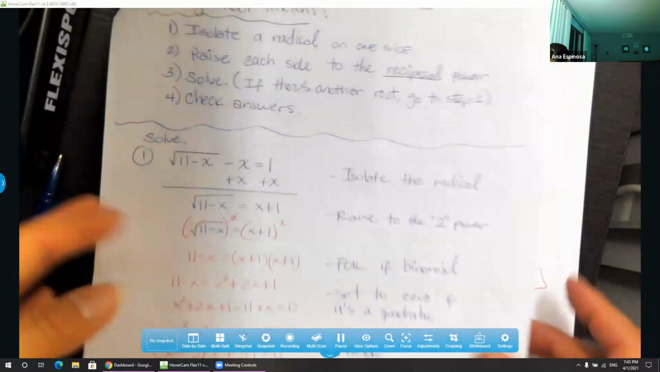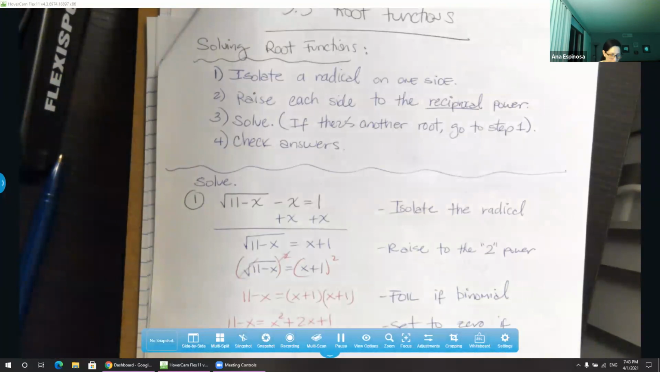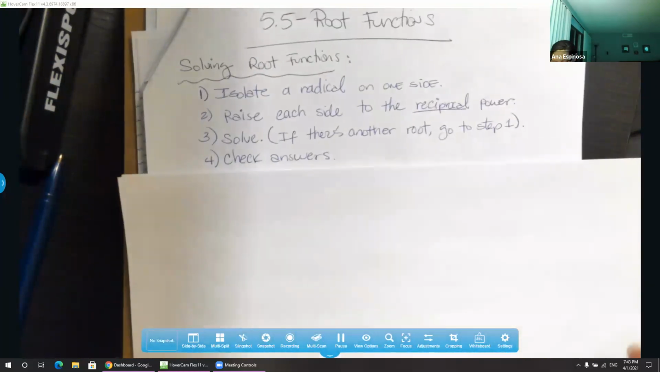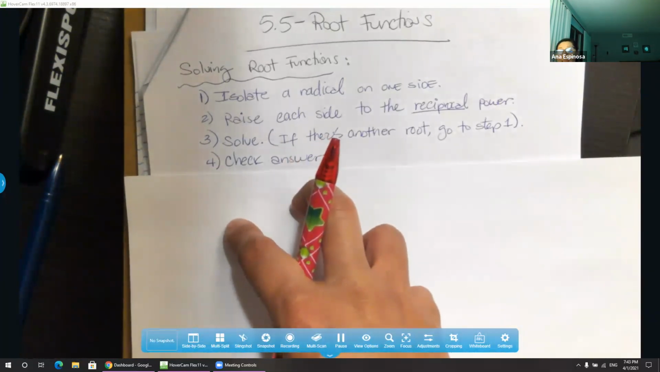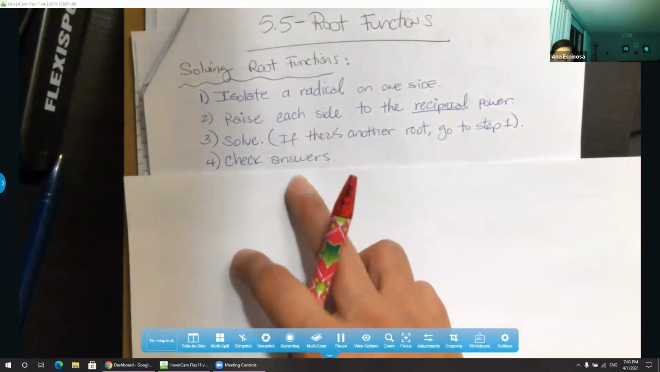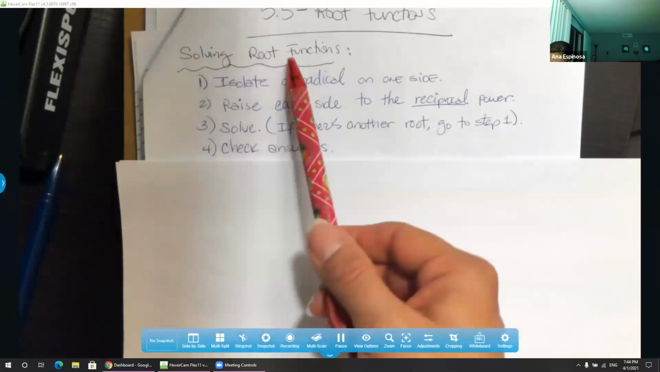Okay, 5.5 are square roots. The only difficult part is the math, but your algebra has to be strong. If not, you'll definitely practice it here. Here are the steps. Again, I make my own steps, but this I think has helped in the past, and that's why I keep using them. So you can definitely write these down on your answer sheet, your note card. Okay. All right. Solving root functions.